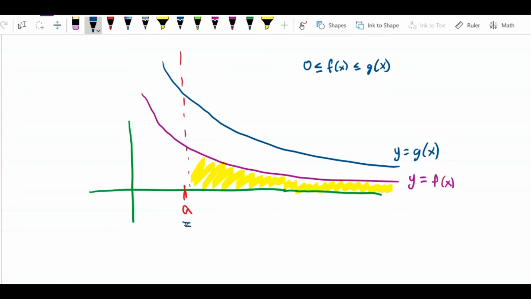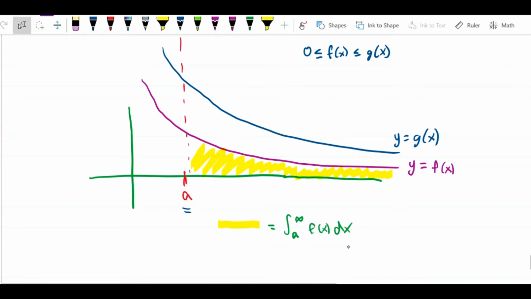Okay, now look at the yellow area. In other words, the yellow area here is equal to the integral from a to infinity of f of x dx. Now, I want you to imagine that this integral diverges. In other words, it doesn't equal a finite number, it's infinite. Well, look at what we have here. The yellow area is going to have to be smaller than the area under the blue curve. In other words, the area under the purple curve on the interval a to infinity has to be less than the area under the blue curve on the same interval.